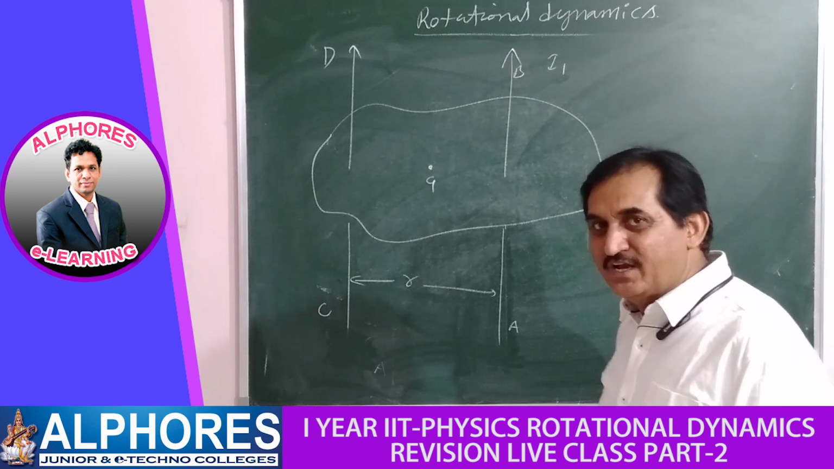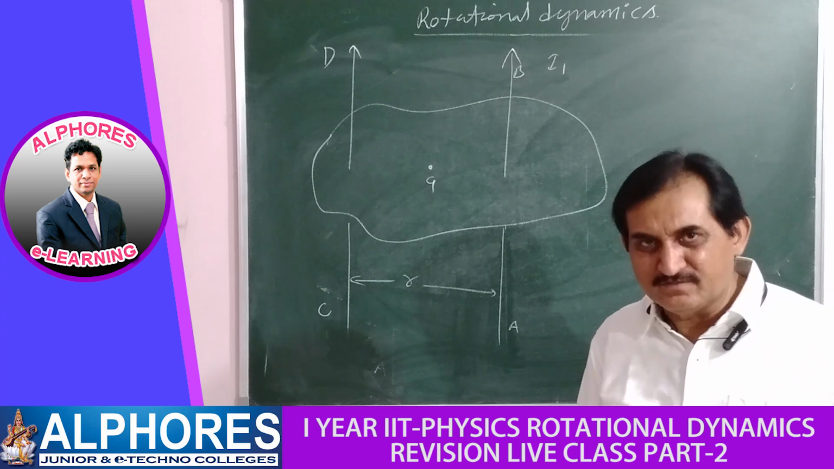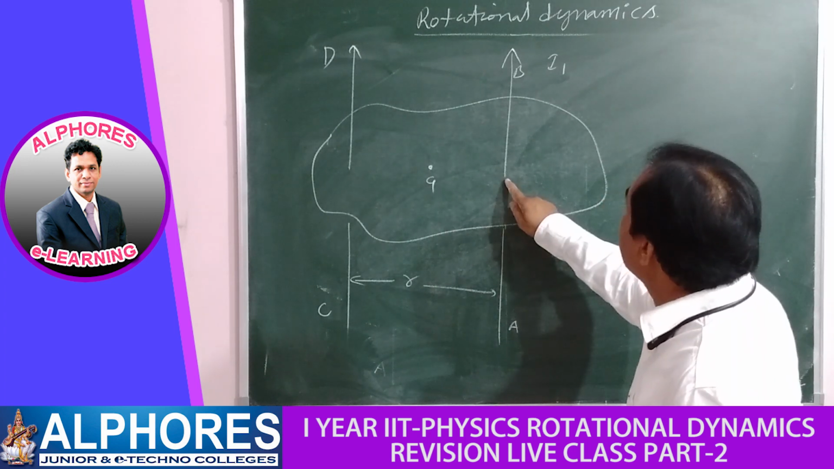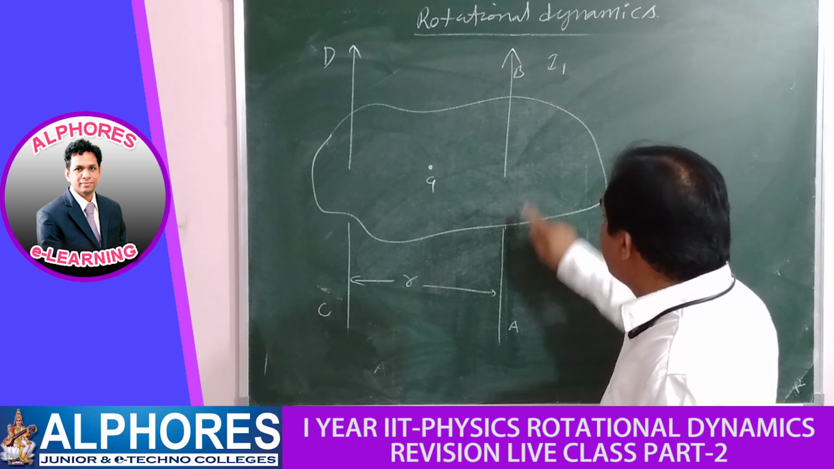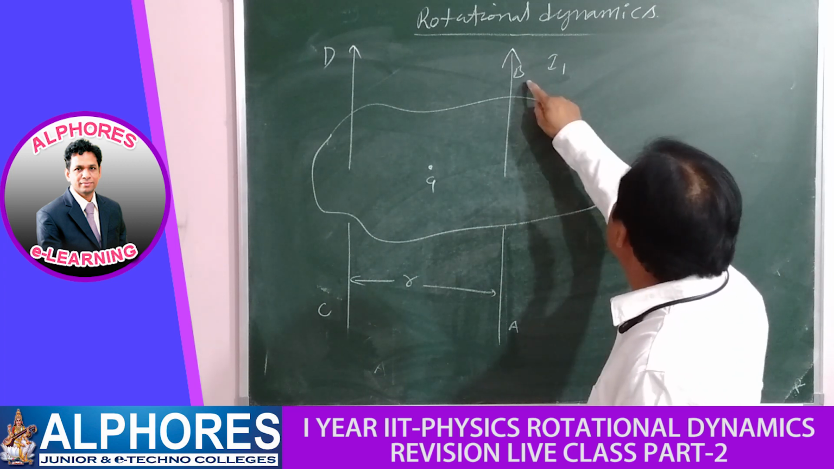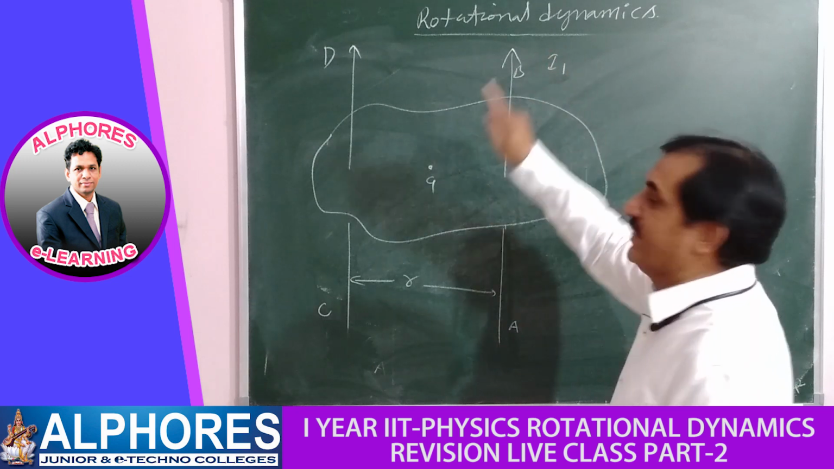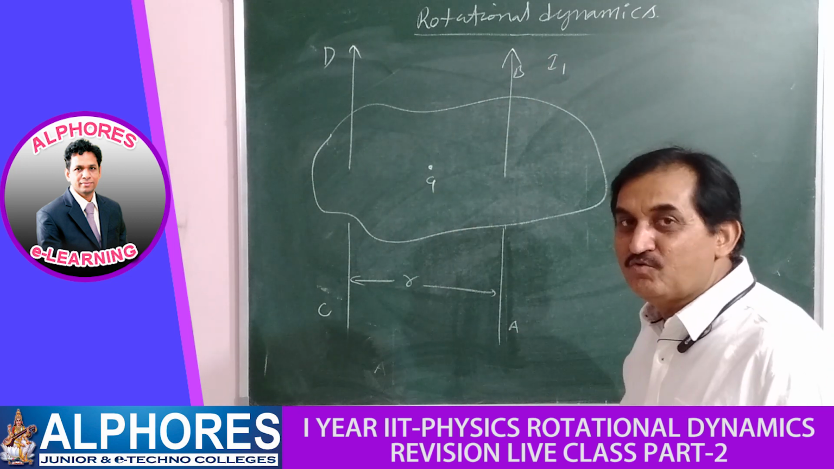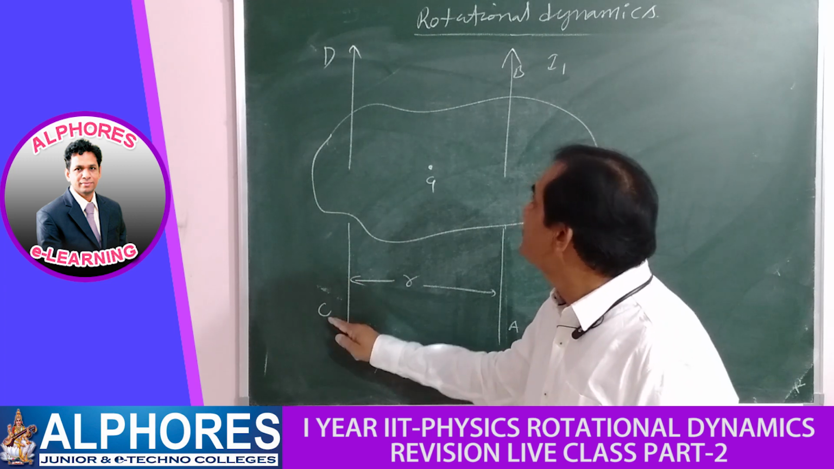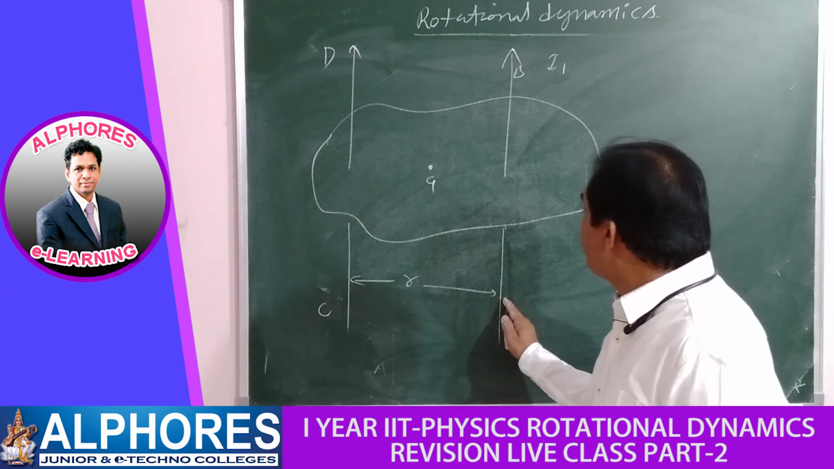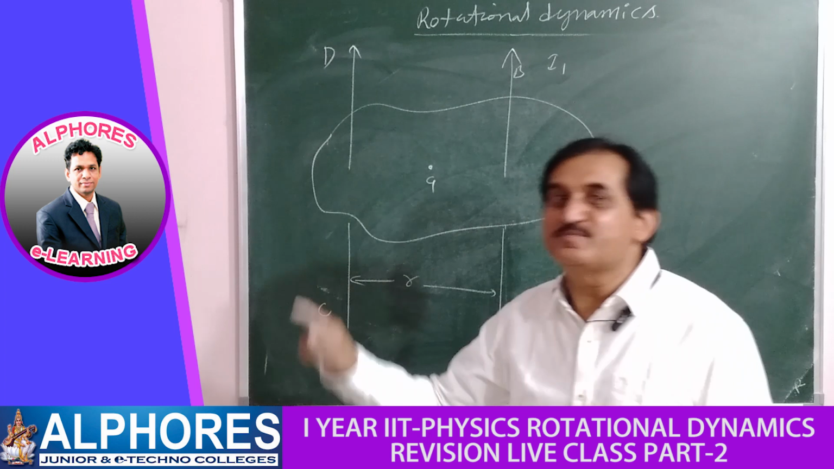It has its own center of gravity. Of course, that was not mentioned. But the moment of inertia of this rigid body about an axis AB is I1, a known value. By using this, find the moment of inertia of the same body about another axis CD, which is parallel to it at a distance of small r.